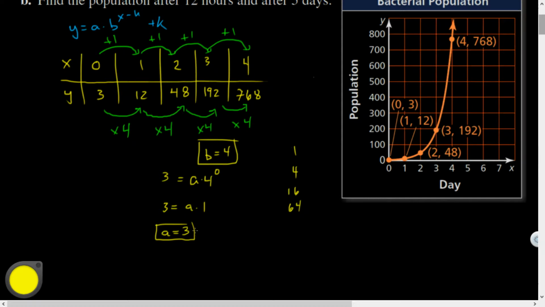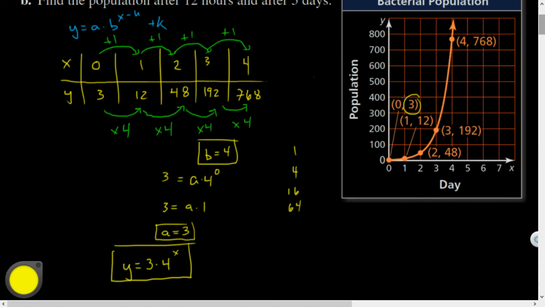And you also can determine that just based off of the y-intercept. As long as there was no up k and over by h, the y-intercept is always going to be whatever the a is here, okay? All right, so my equation is y equals 3 times 4 to the x is the equation of the population of this bacteria after x days.